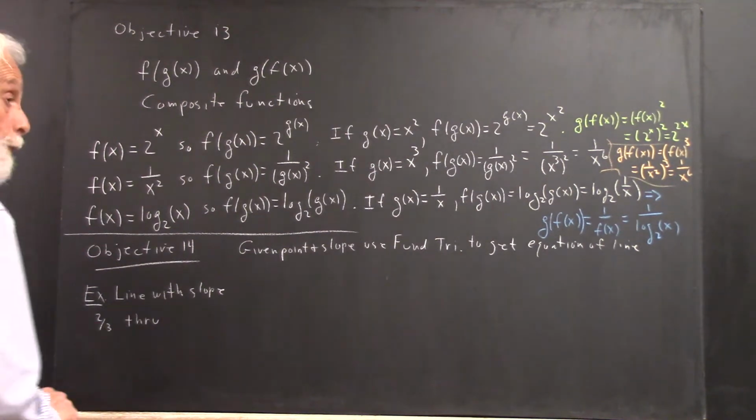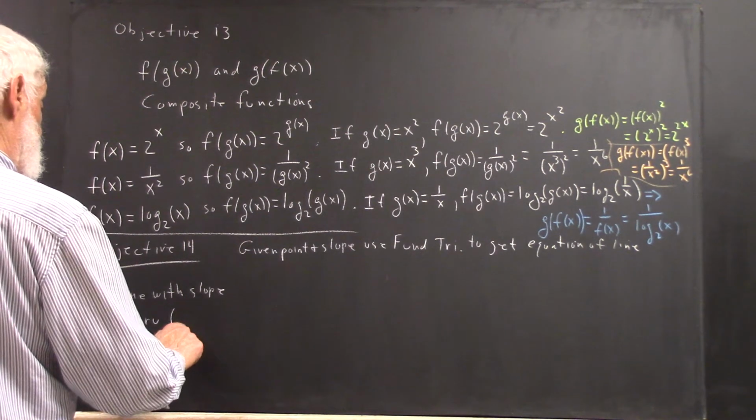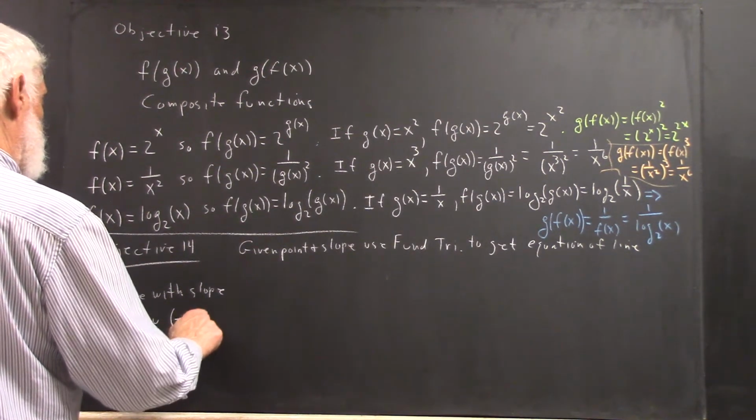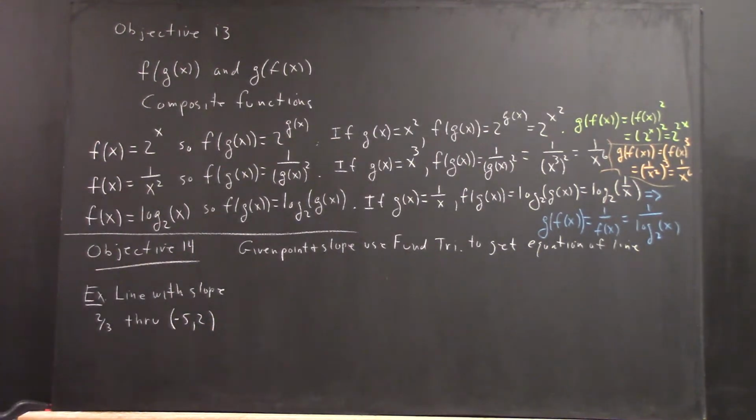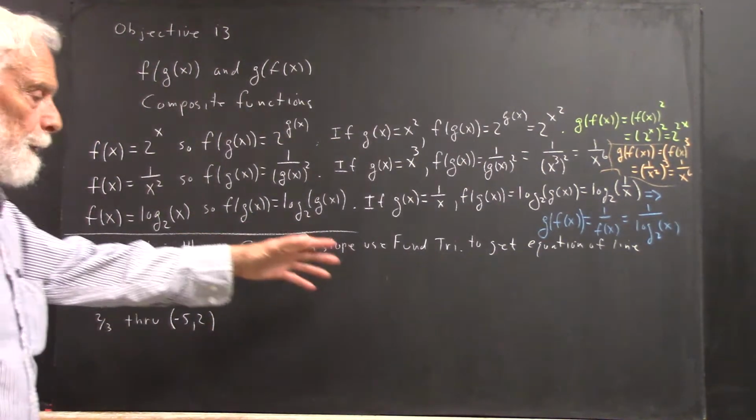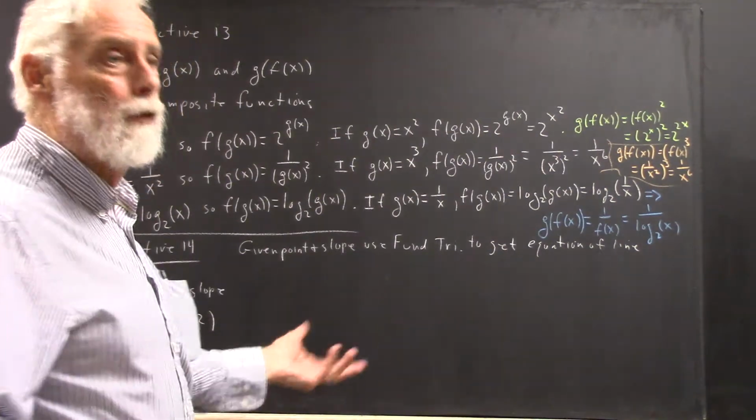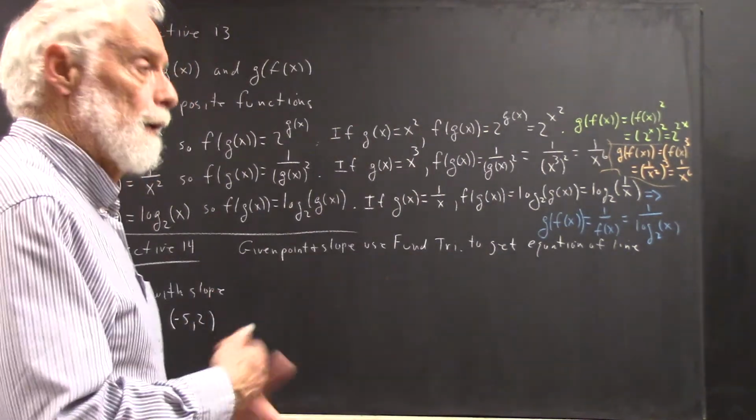Line with slope 2/3 through the point -5, 2. Okay, how do we use fundamental triangles to get that line? You got formulas, but formulas are just formulas.